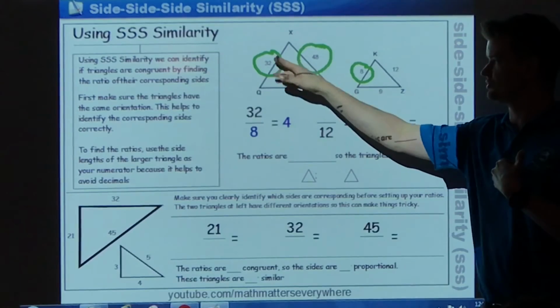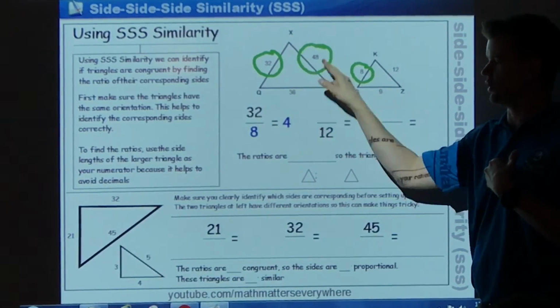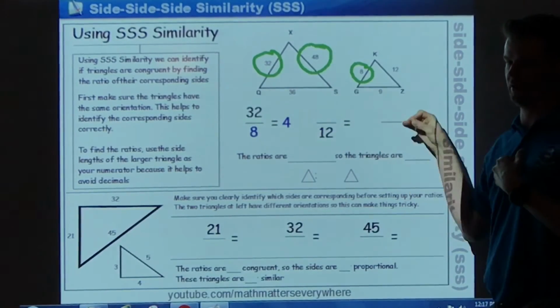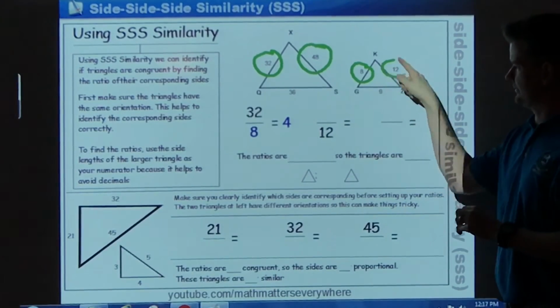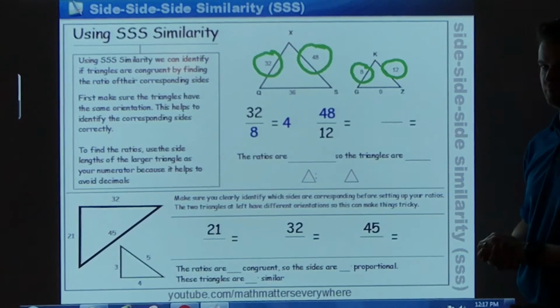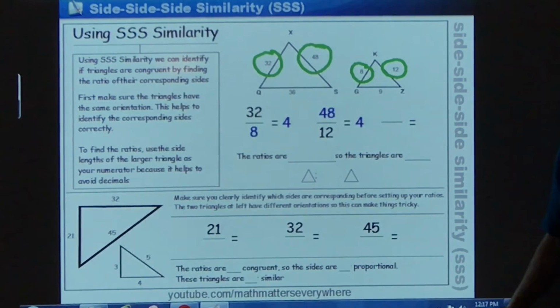I like it, but if you used 32 as your numerator, you must use all of the larger triangle measures as numerators. If not, you can get some wacky answers. So 48 goes over what? 12. Simple enough. We divide that. That gives me 4. And then I'm done, right? I don't need to do the last one. No, you can stop right there. Should I do the last one? Yeah. Okay, well let's see.